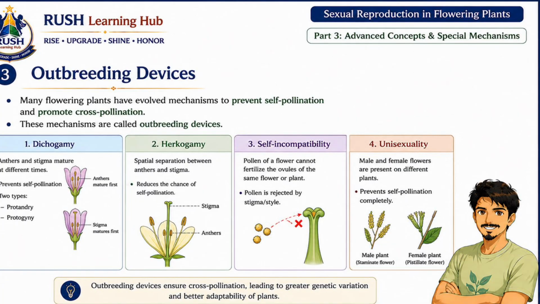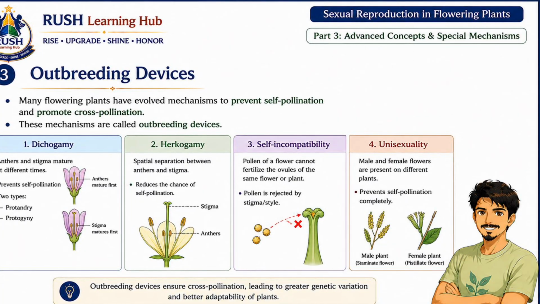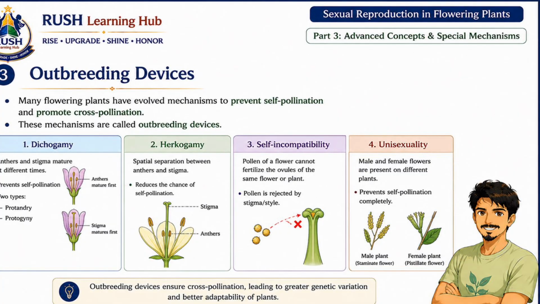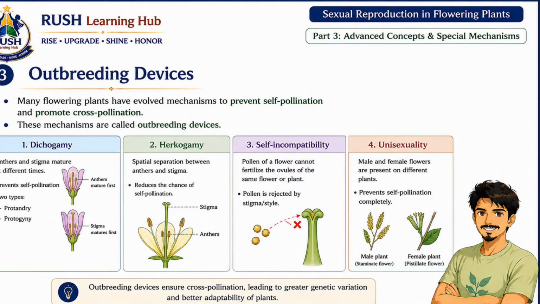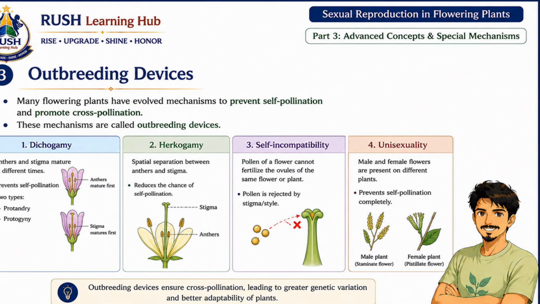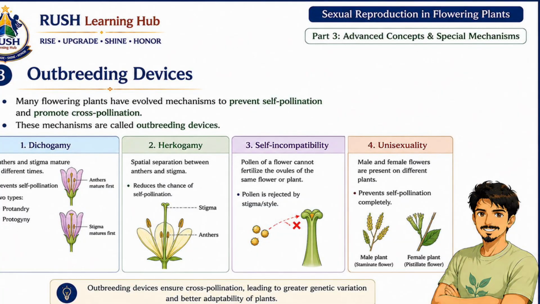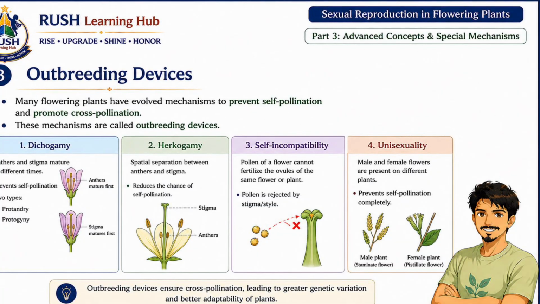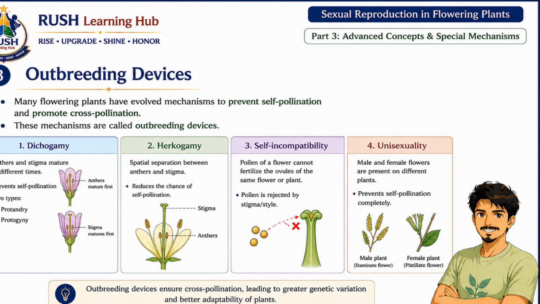2. Hercogamy. Another mechanism is hercogamy. In hercogamy, the anthers and stigma are physically separated within the flower. Because of this spatial separation, pollen grains cannot easily reach the stigma of the same flower. Thus, self-pollination becomes difficult, increasing the chances of cross-pollination.